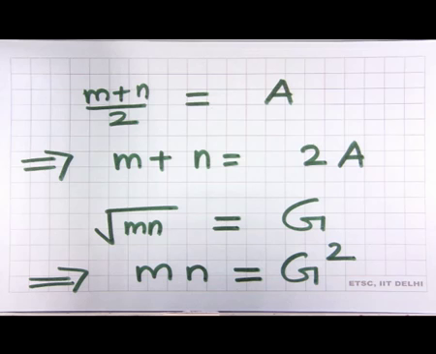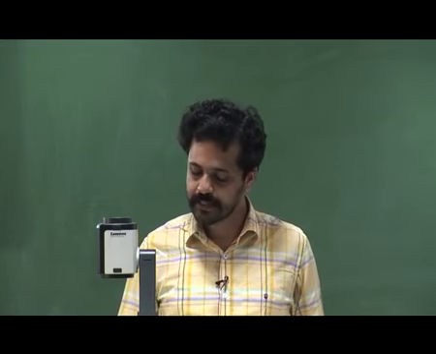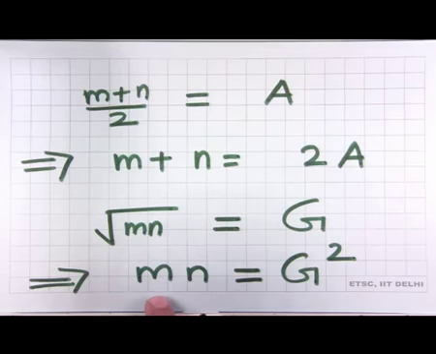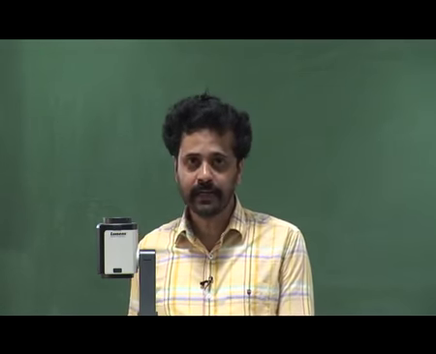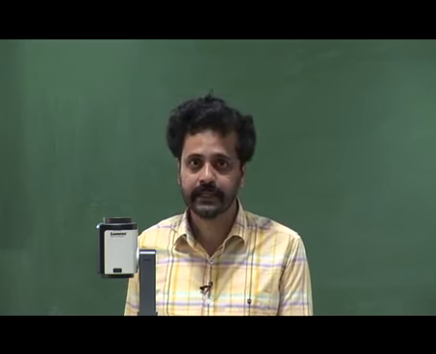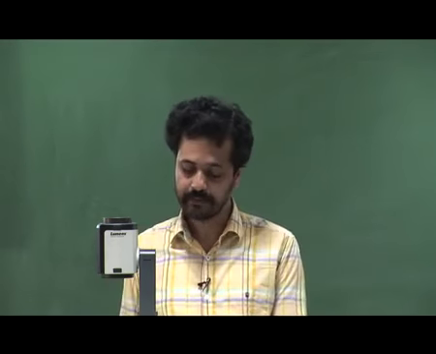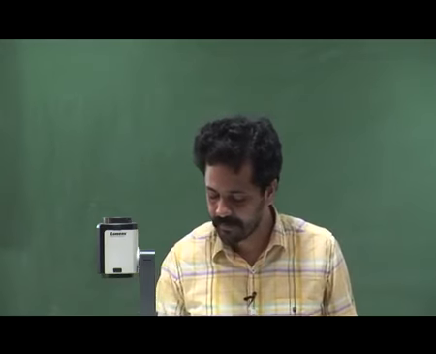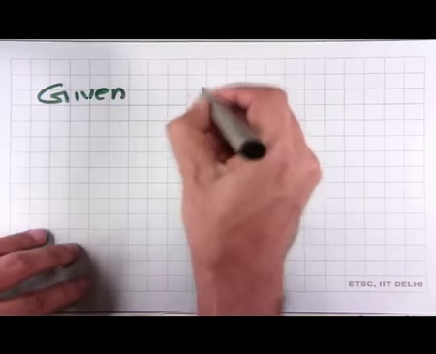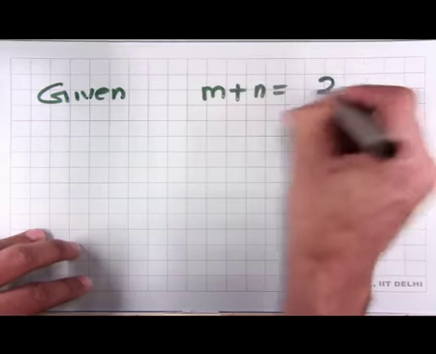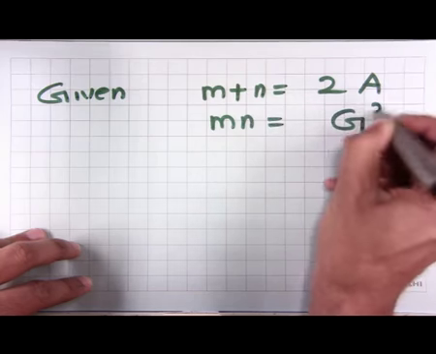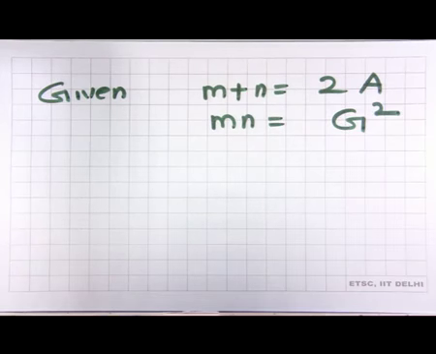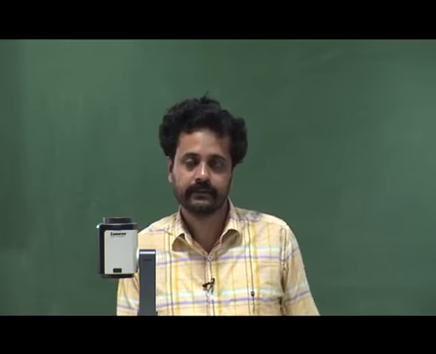Thus, the problem reduces to finding two numbers whose sum is 2A and the product is G square, which you might be familiar with in quadratic equations. However, let us apply the details. Given m plus n is equal to 2A and mn is equal to G square. With these two, we have to find m and n.